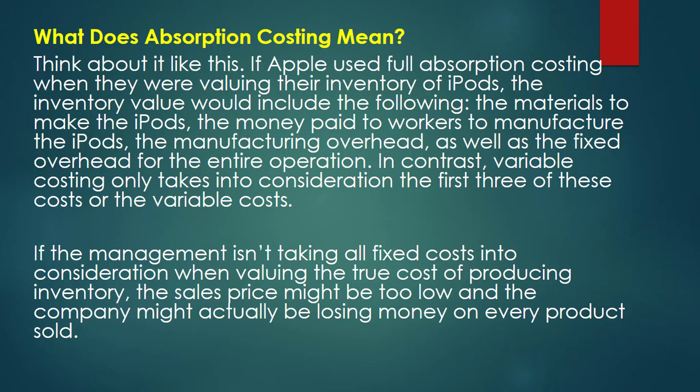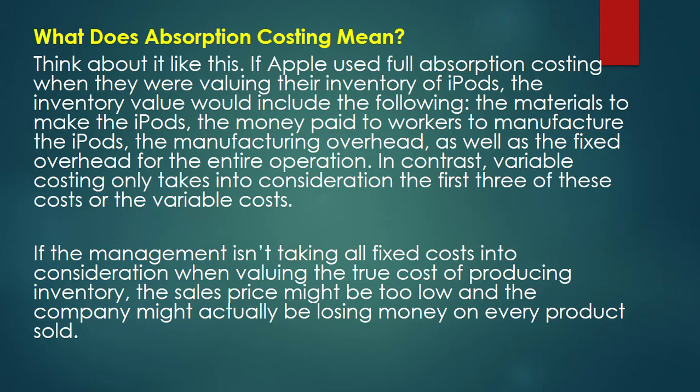In contrast, variable costing only takes into consideration the first three of these costs, or the variable costs. So the variable costs here are material, direct labor and overhead. So they do not consider the fixed cost while they follow the variable costing method. But when we follow the absorption costing method, we actually consider the fixed cost as well.